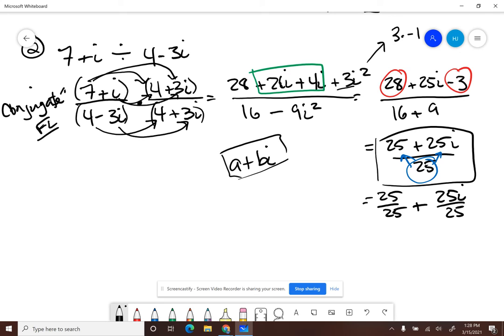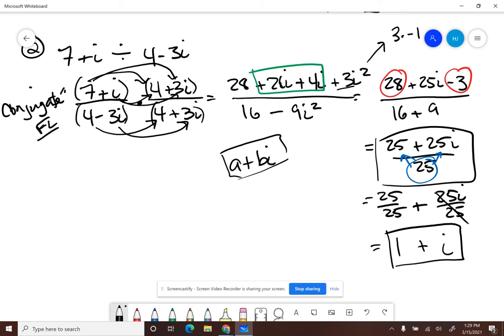But notice what also happened here. What is 25 divided by 25? Well, that's just 1. And here again, I've got 25 divided by 25. It just goes away and gets canceled, and the only thing that's left is i. So, ladies and gentlemen, after all that work, my final answer is 1 plus i, okay?